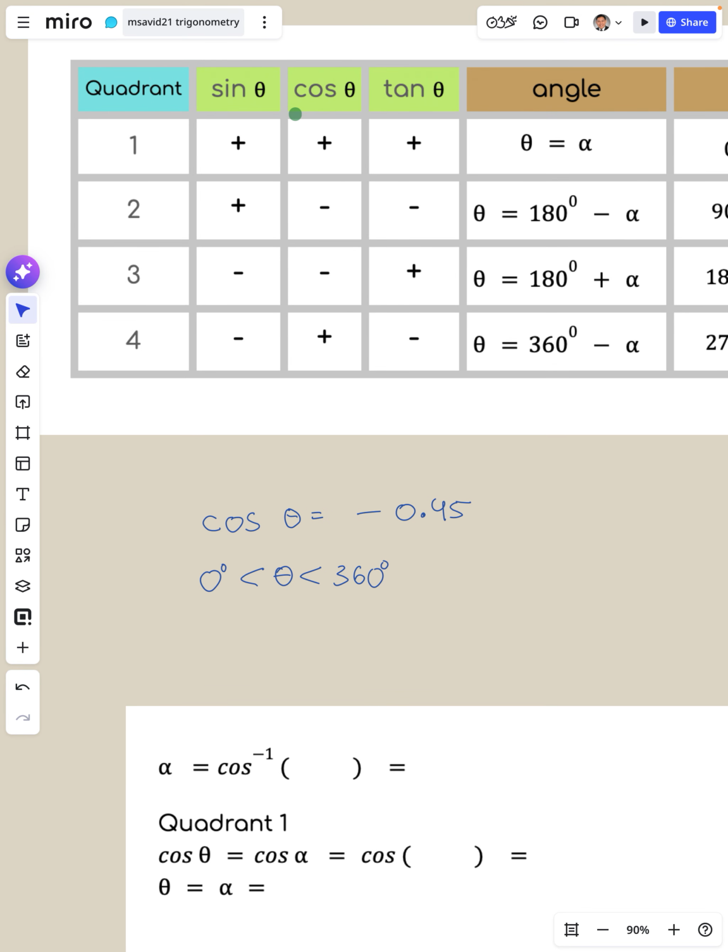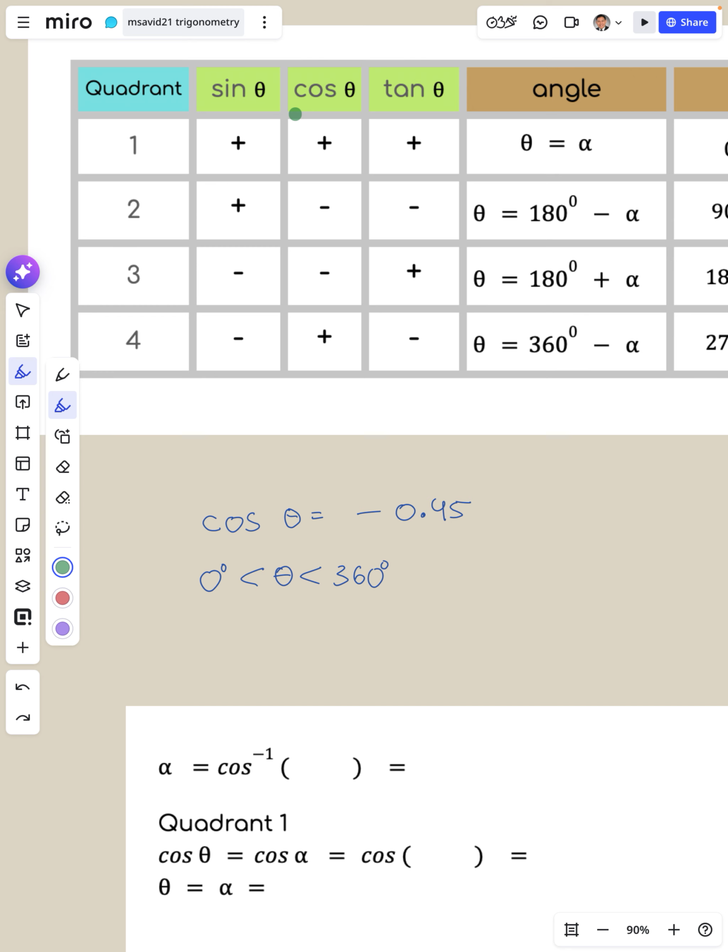You are given a question like this. Cosine theta is equal to negative 0.45, and the range of values of theta is between 0 and 360.